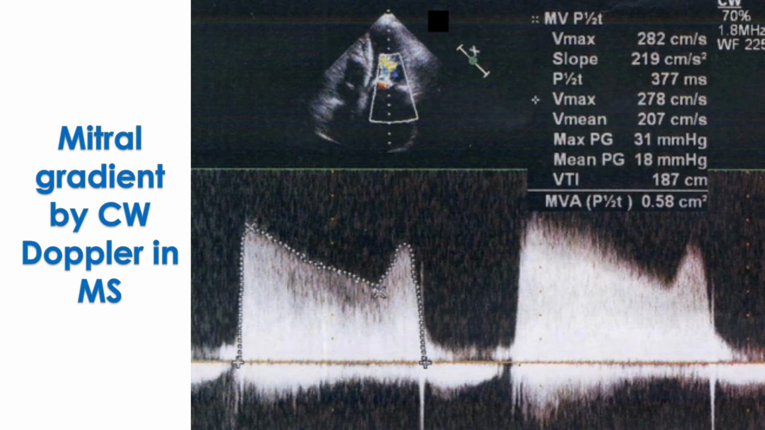The significant level of gradient across the tricuspid valve will be just 2 mm of mercury for tricuspid stenosis, while it is 5 mm of mercury for mitral stenosis. This is because the tricuspid valve has a large area and is in the low pressure pulmonary circulation.